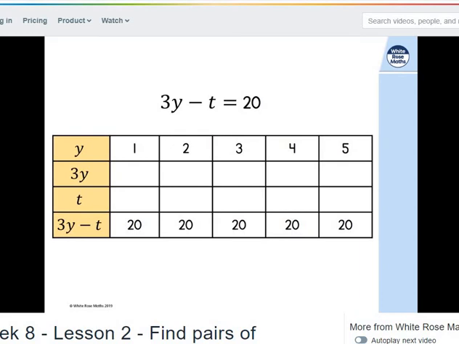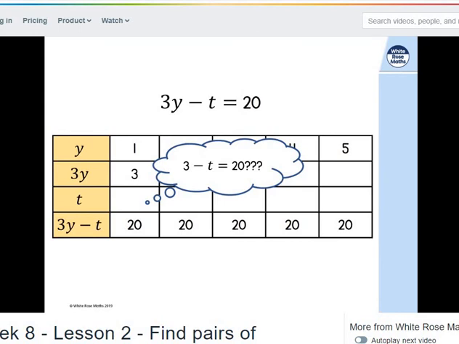Oh, okay. We've got a subtraction in here now. 3y minus t equals 20. So, we've got our values of y, 1, 2, 3, 4, 5. So, 3y, if y was 1, would be 3. And I'll take away t and it gives me 20. So, 3 subtract t equals 20. Is that right?